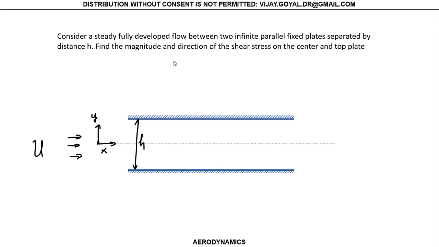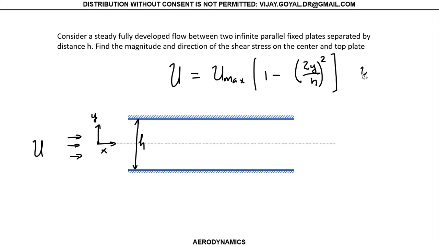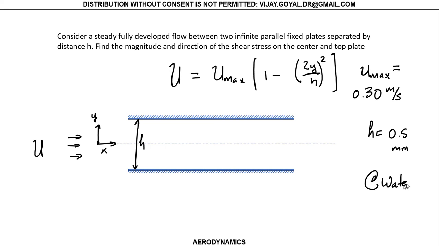What is also given in the problem is that your speed is given by u equals u max times 1 minus (2y over h) squared, where u max is equal to 30.30 meters per second. We know that your distance h is equal to 0.5 millimeters. And we know that this is water at 15 degrees Celsius.